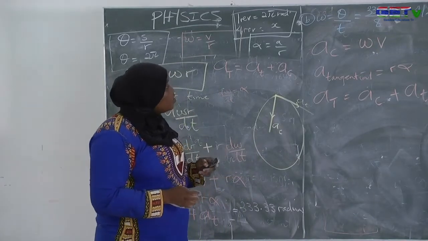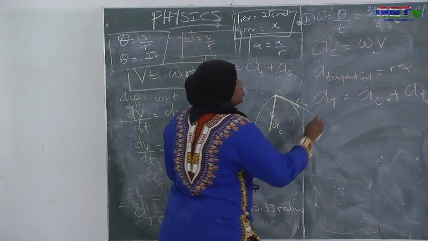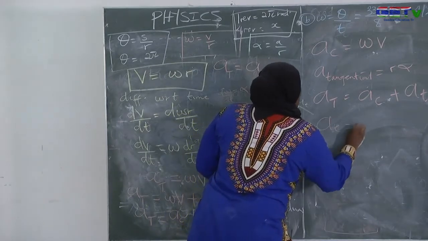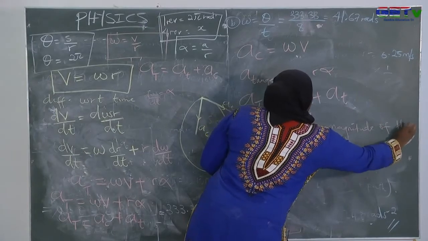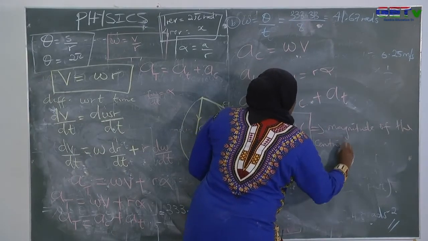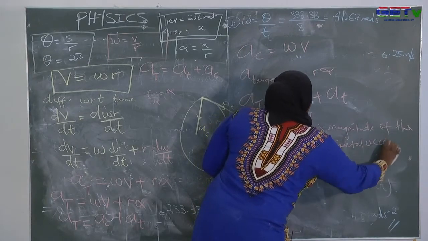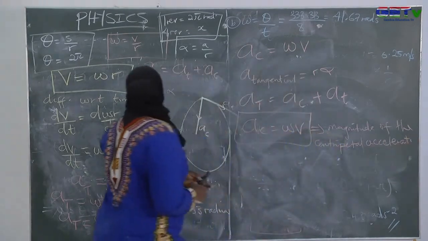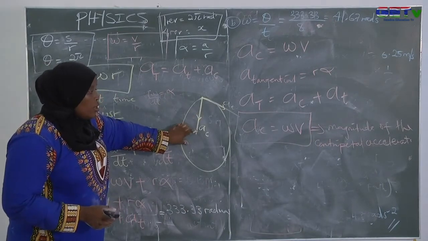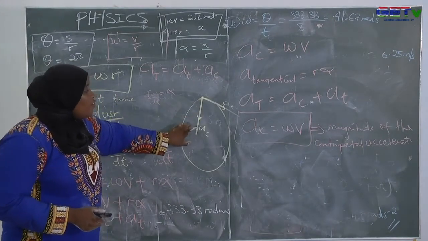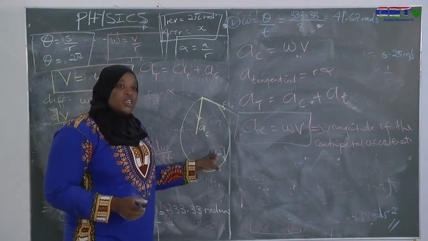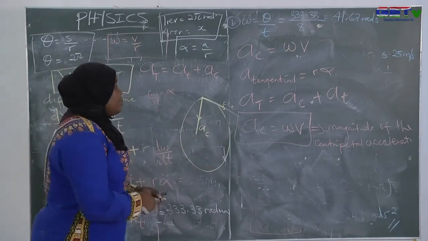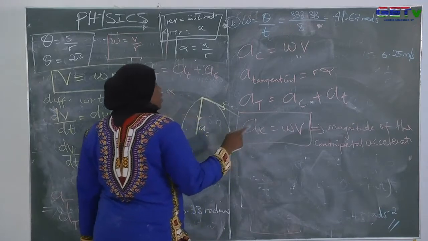Now, to obtain the magnitude of centripetal acceleration, we will just focus our attention on omega v. And this gives us the magnitude of the centripetal acceleration. Remember, we talked about the direction, and I told you the direction will always be radially inward, in other words, it will always point towards the center of rotation. That is the centripetal acceleration, and others can call it the radial acceleration. We're still referring to the same thing. That's the direction, and the magnitude is obtained by using AC equals omega v.